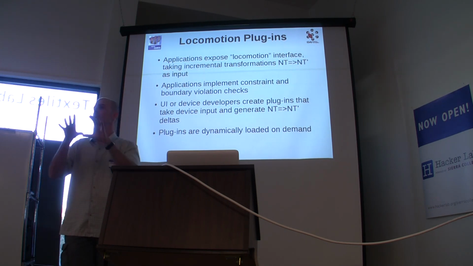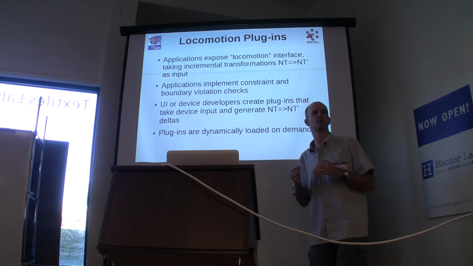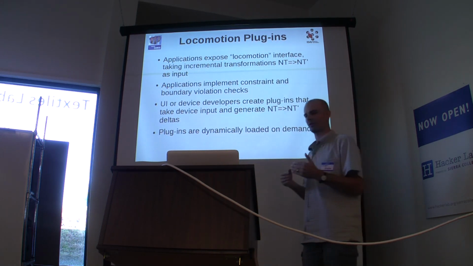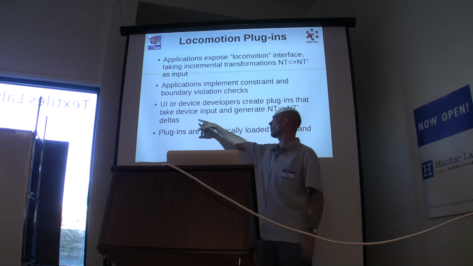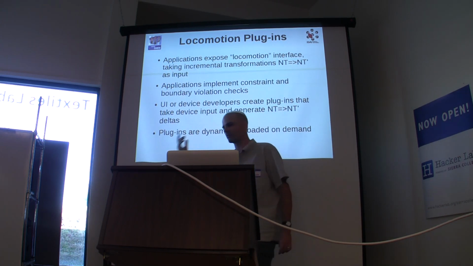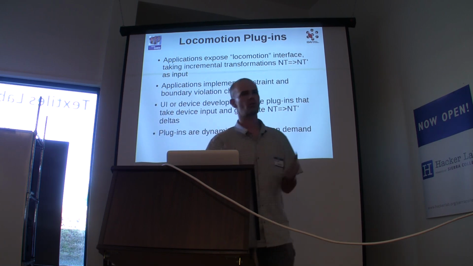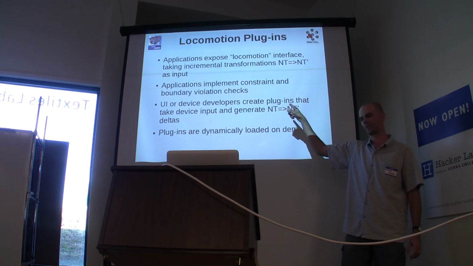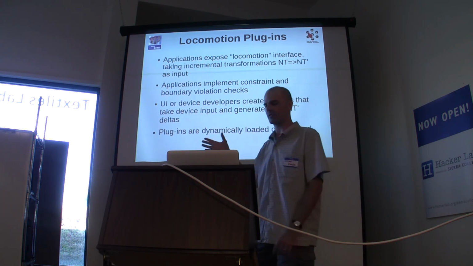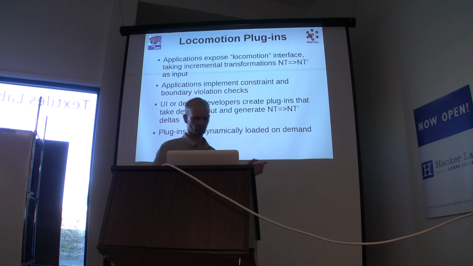But it's a single place. It's done only once. And now a UI developer or a device developer can create plugins that implement some way of taking raw input device data, like the rotary controllers from a treadmill or the analog sticks from a gamepad, and translate those into these incremental transformations NT to NT prime. There's a million different ways of doing that. I only brought you a couple of examples, but it all boils down to the same thing.